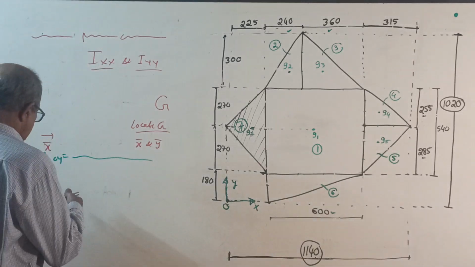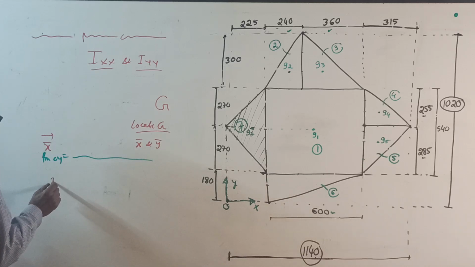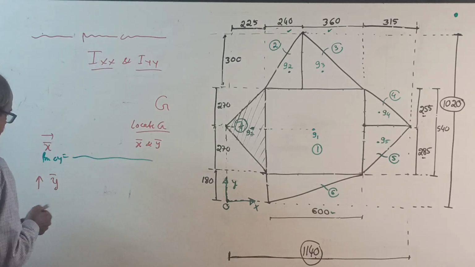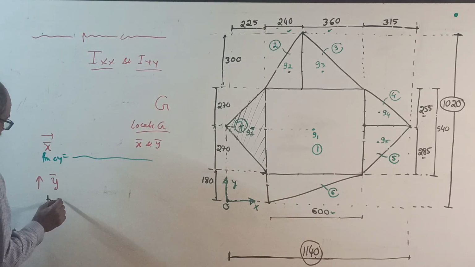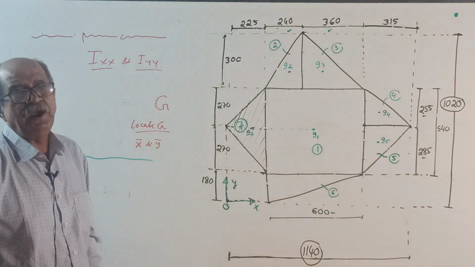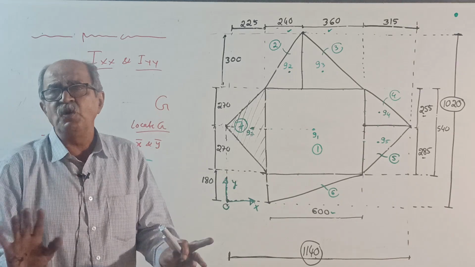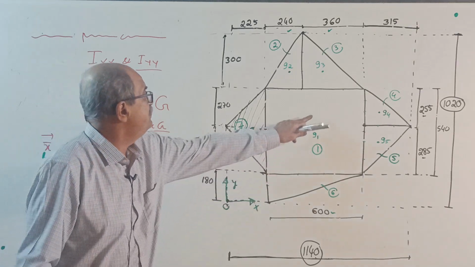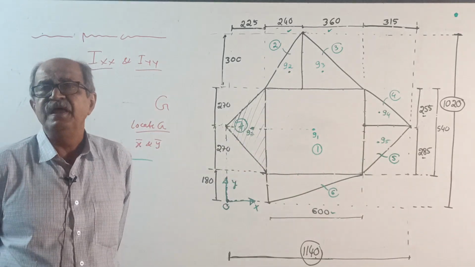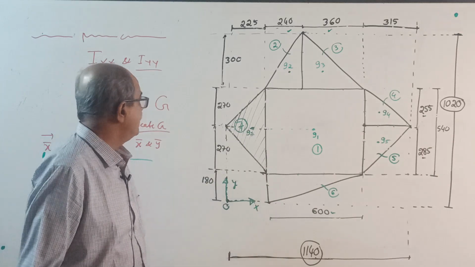Same way, right? Y bar, vertically up from the OX axis, is A1, Y1, A2, Y2, etc. There is no cutout area, all positive. If something is removed, it will come later. Up to A7, Y7 divided by total area, write that formula.